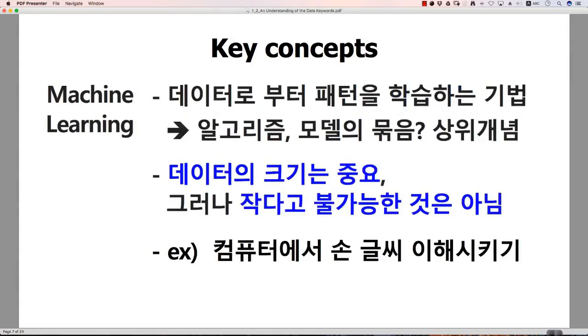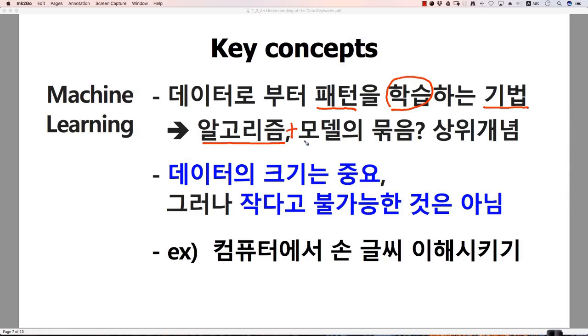Then, as we've discussed before, machine learning is about the computer learning patterns from data. It's a technique for learning. And I believe this term carries two meanings. One is the algorithm, the other is the model. I'll explain more about this later, but it's a higher level concept that includes both the algorithm and the model. So there's the concept of machine learning, and under this concept, there are various algorithms and models. I will explain more about these algorithms and models in the next session.